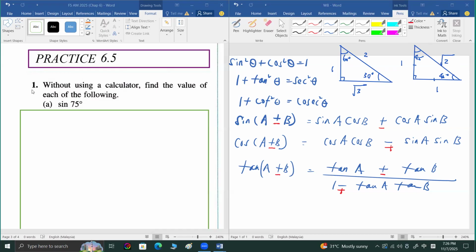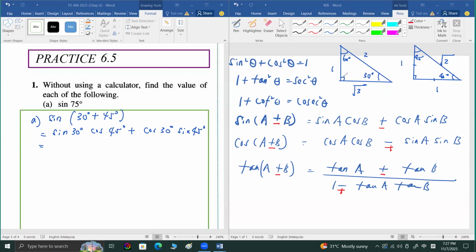Okay, now look at my A. So now you must change this to the angle that's stated here. As you know, 75, because you're not allowed to use calculator, can you see 30 and 45? Yeah, because you use add or minus, yeah? So, sine 75, you make it sine 30 plus 45. After that, make use of this formula: sine A cos B plus cos A sine B.